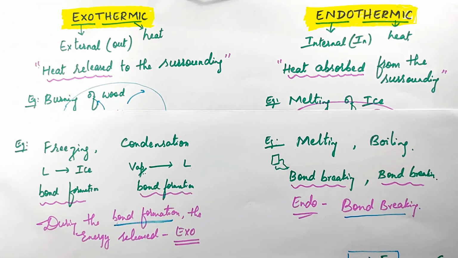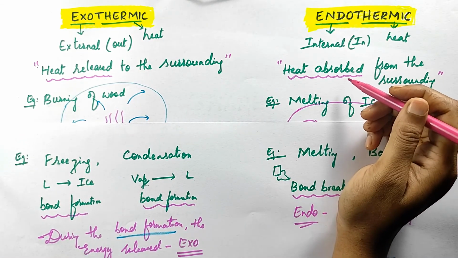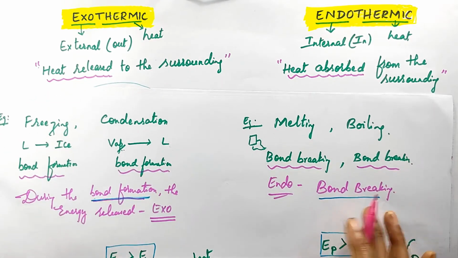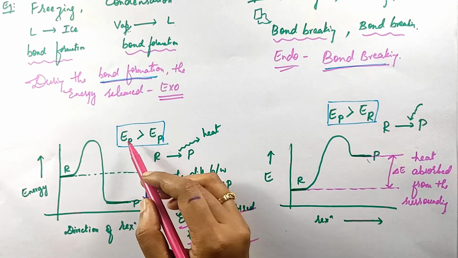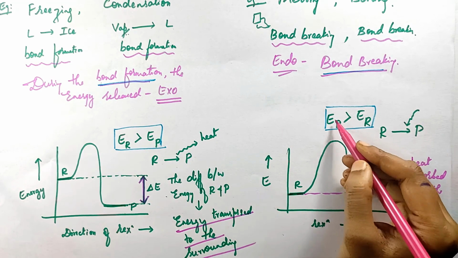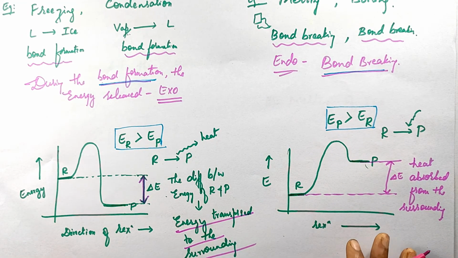Exothermic reaction means heat released, endothermic means heat absorption, and exothermic means bond formation, endothermic means bond breaking. Exothermic means energy of reactant is greater than energy of product. Endothermic means energy of product is greater than energy of reactant.